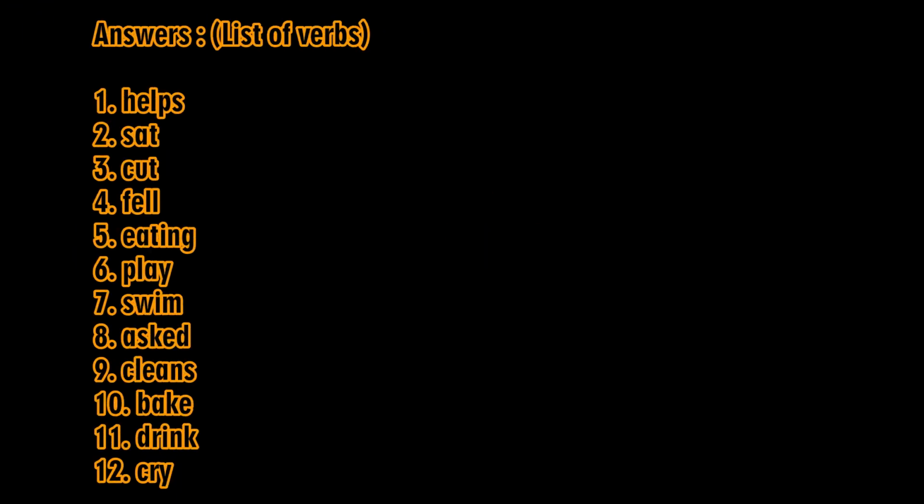These are the answers for the practice sentences. Please correct them by yourself.